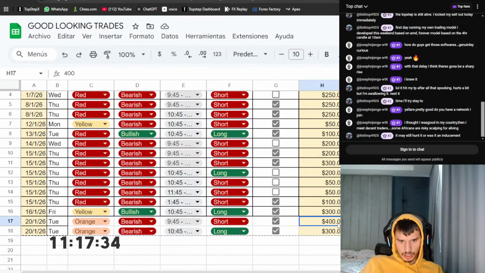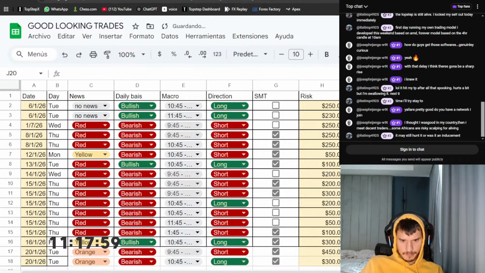Nah, this was wrong. I lost a little bit more than this. I lost like 450. Minus 450. Probably even more, closer to 500. This one I made like 120. Just about 100. Yeah, right there.